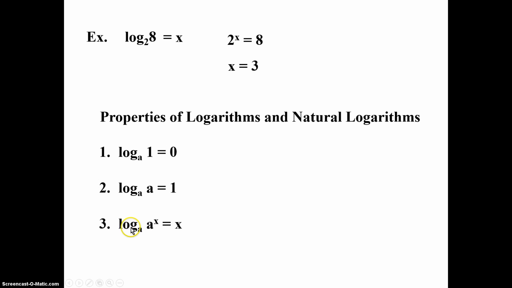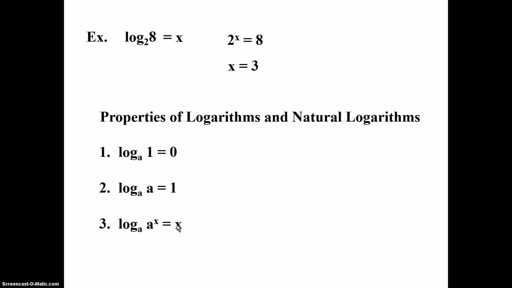Here, if we have the log of a to the x, base a, again, think about it as the same. It's as if these two cancel out with one another, leaving you with just the exponent, which happens to be x. Okay, so let's go over it again. Log of 1 base a will be 0. Log of a base a will be 1. And log of a to the x base a will be x.